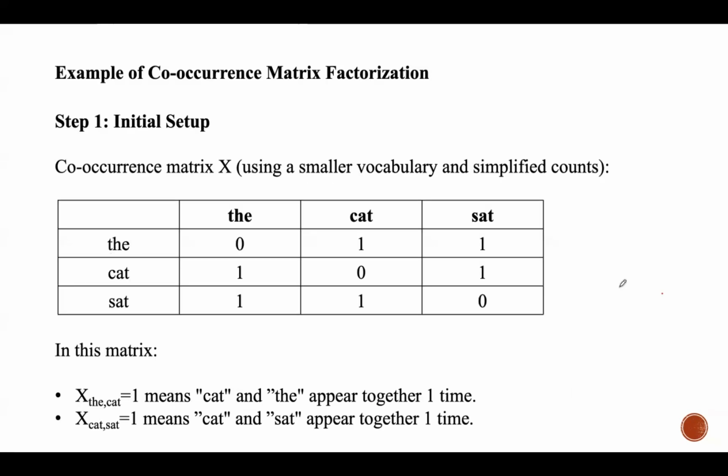Let us see this matrix factorization with an example. Here you can see the initial setup where we have the co-occurrence matrix X with the words in the vocabulary. So we have the words the, cat, sat, and in this matrix, if X the,cat equals 1, it indicates that the words the and cat appear together one time. Similarly, X cat,sat equals 1. It represents that the words cat and sat occur together one time.